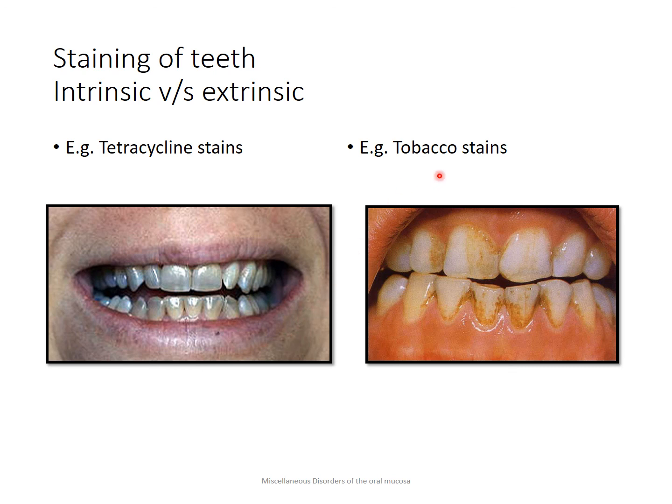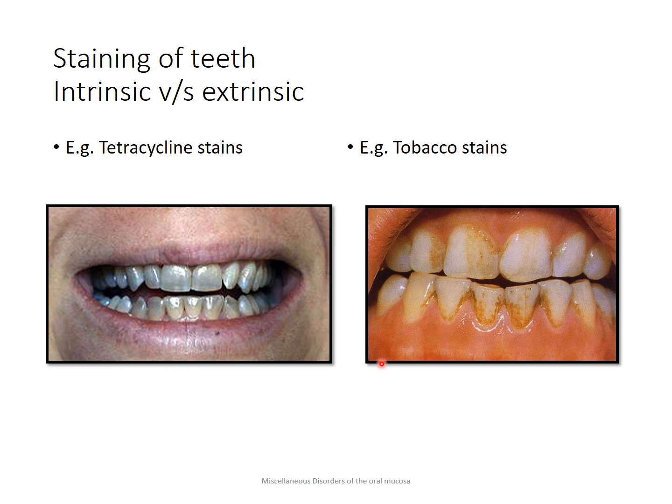And tobacco stains, on the other hand, are extrinsic stains and can be removed with scaling, whereas intrinsic stains cannot be removed with scaling. So the treatment plan for extrinsic and intrinsic staining would be slightly different from each other, and will be dealt with in detail, giving more importance to aesthetics in conservative dentistry and endodontics.